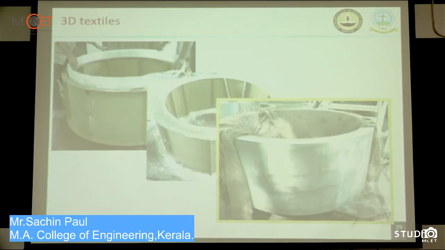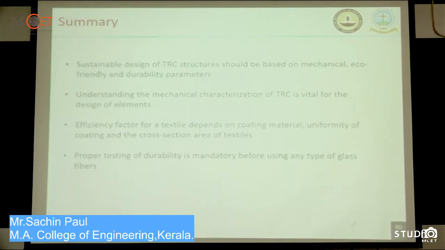Okay. So I think that concludes most of the work that I was planning to present here. The basic conclusion: sustainable design of TRC structures should be based on mechanical, economic, eco-friendly and durability parameters. Understanding of mechanical characterization is very important for the design, and this is very pivotal in consideration of textile members. The fundamental behavior of these materials in tension is very important, and should be understood with most importance to design for such an element. The efficiency factor or the performance of this material depends on the coating material, the uniformity of the coating, and the cross section of the reinforcement. Proper testing of durability is also very important for the performance of these materials in the long term.